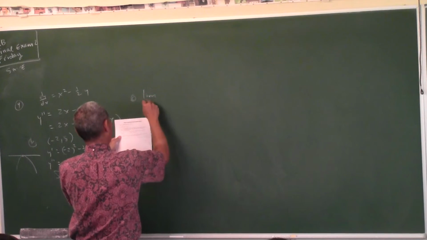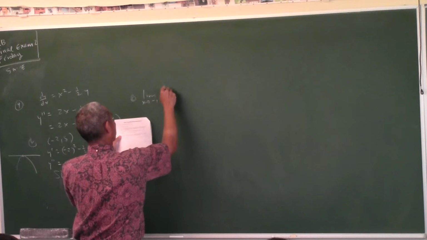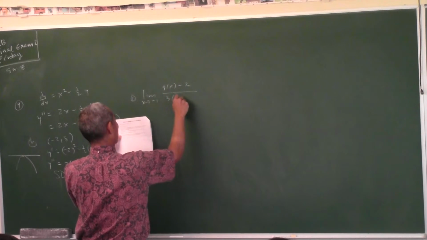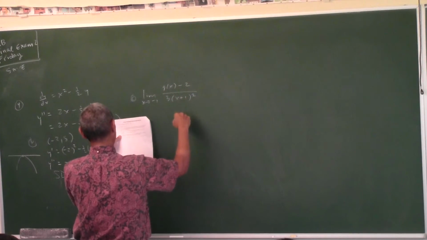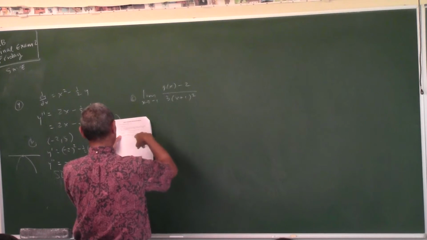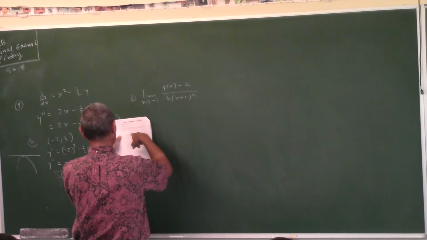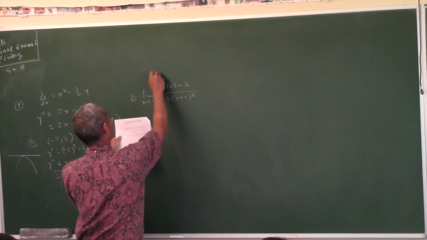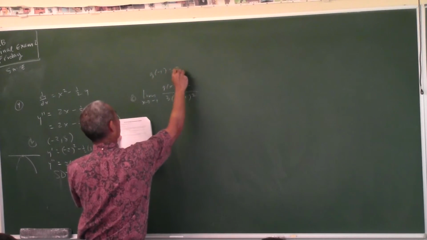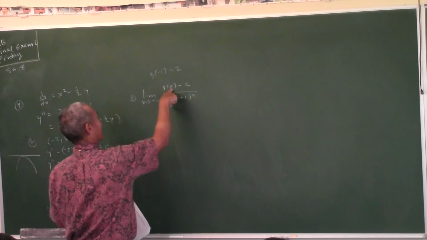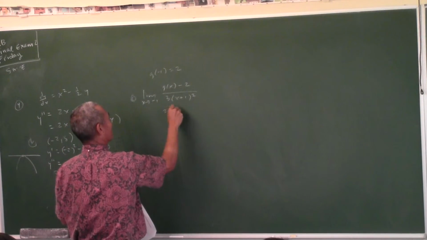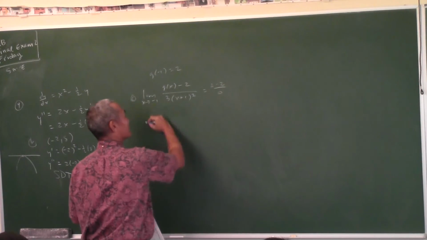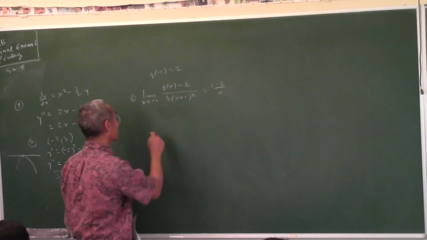Okay, the limit as x approaches -1 of g of x minus 2, all over (3x plus 1) quantity squared. Now, what is g of x? y equals g of x is the solution to this equation. g of -1 is equal to 2. So what happens when you plug in -1? You get 2 minus 2 over 0, which is 0 over 0. It's indeterminate, so I can use L'Hopital's rule.